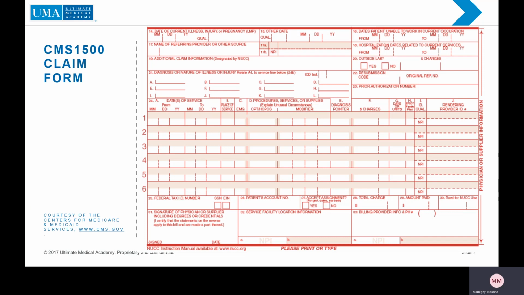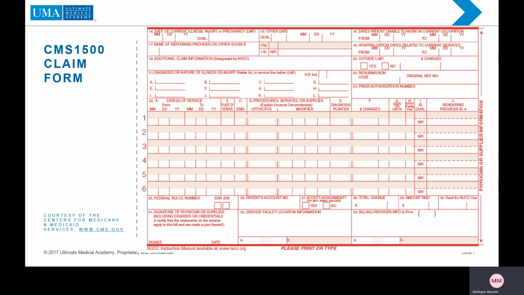Okay. Then we move to the bottom down here where we have box 25, or form locator 25, and this is for the federal tax ID number. Form locator 26 is the patient's account number, so you're going to enter the account number that's assigned by your medical facility. 27 is the accept assignment, so we're going to select or check the correct box, either yes or no. And then for 28, we have the total charge amount of all of our services. So everything that's listed above it, we're going to total it and put it right here.